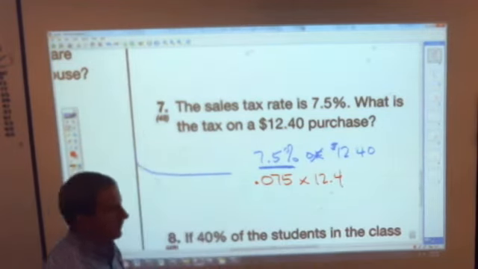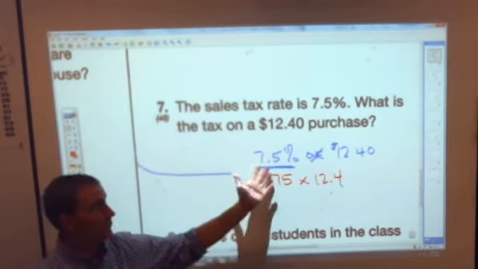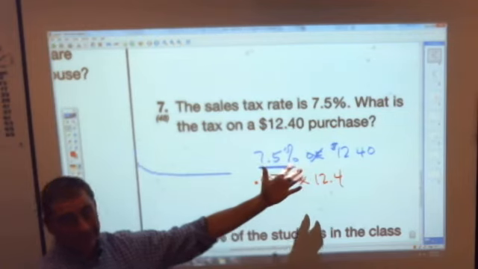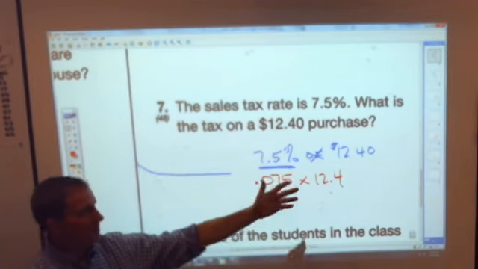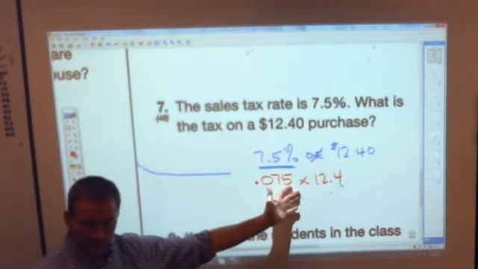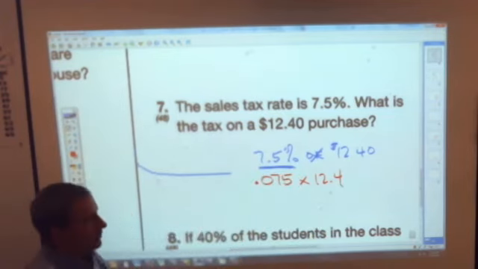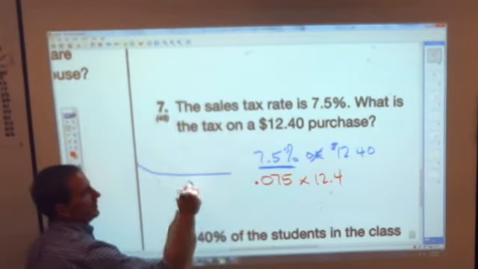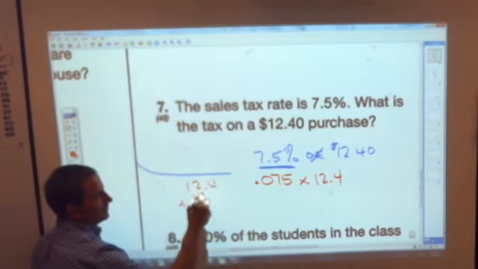And I am multiplying that by $12.40. By the way, you should have somewhat of an idea what tax, 7% tax on $12.40. What's a reasonable amount? I mean, if it comes up to be $50, don't you think that's a bit excessive? You know, it's not going to be, it's going to be a fraction, a part of $12.40. Let's do this. 12.4 times 0.075.